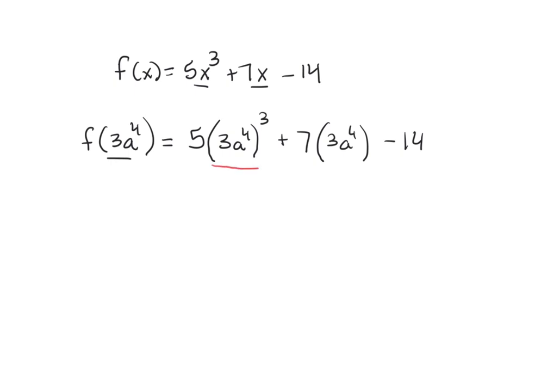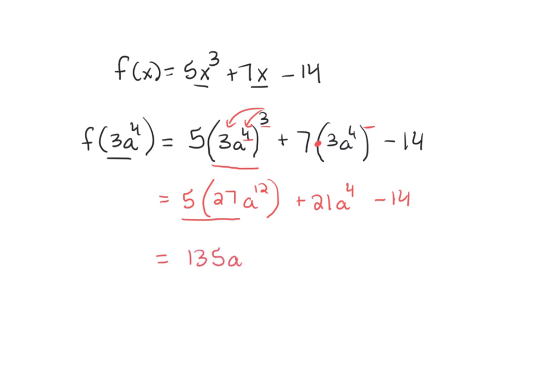This first term, we have to deal with that exponent first. So this is 5, and then inside 3 to the third power is 27. Power to a power, multiply your exponents, plus, okay, I don't have a power out here. So really this is just 7 times 3, so 21a to the fourth minus 14. And then here we can just multiply those coefficients, which is 135a to the 12th plus 21a to the fourth minus 14.